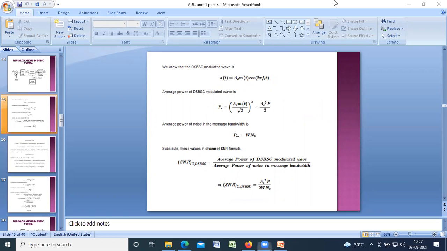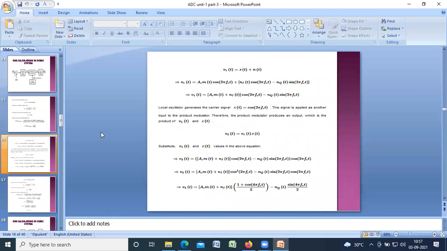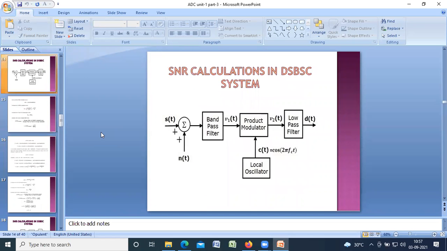Now we have found the channel signal to noise ratio, now we will find the output one. Then divide both, you will get your figure of merit for double sideband suppressed carrier. Now how to find the signal to noise ratio of output? First we will find V1 of t, then V2 of t, from there we will find d of t, then find the average power. Now very first is V1 of t. What is V1 of t? V1 of t is equal to s of t, that is your double sideband suppressed carrier modulated wave, plus n of t. Write down on your notebook.